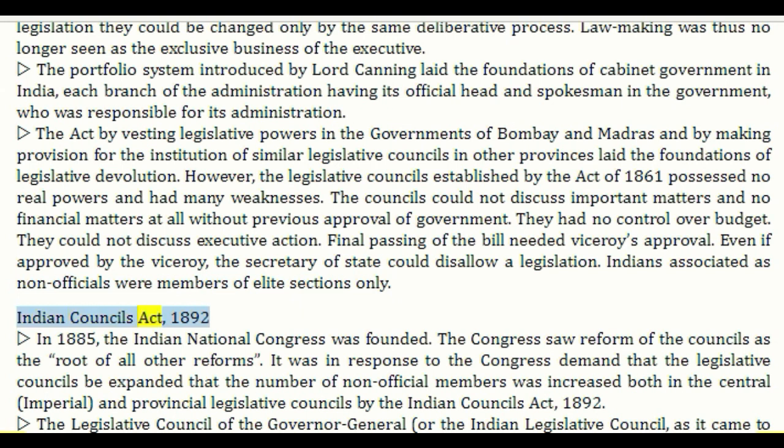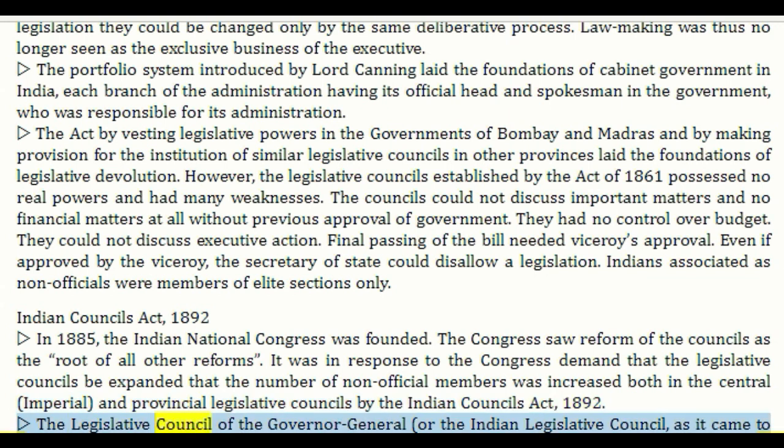Indian Councils Act, 1892. In 1885, the Indian National Congress was founded. The Congress saw reform of the councils as the root of all other reforms. It was in response to the Congress demand that the legislative councils be expanded that the number of non-official members was increased, both in the central, imperial, and provincial legislative councils, by the Indian Councils Act, 1892.